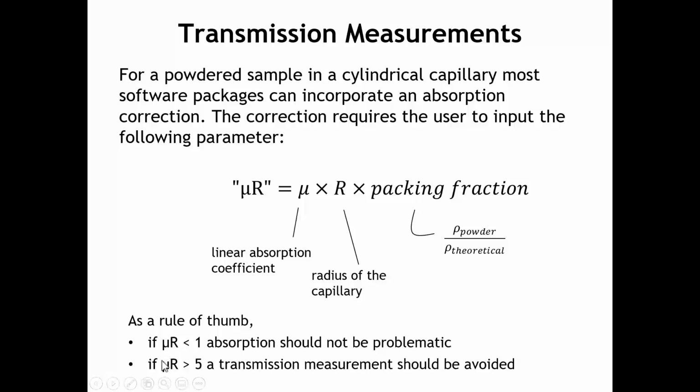On the other hand, if mu r is larger than 5, the transmission is going to be highly problematic, because at those levels, most of the X-ray beams can't make it all the way through the capillary. So you end up getting diffraction from only a portion of the volume of your sample, largely the skin around the outside of the capillary. And there's really no good way to correct for that. So we want to avoid making any transmission measurements when mu r is larger than 5.